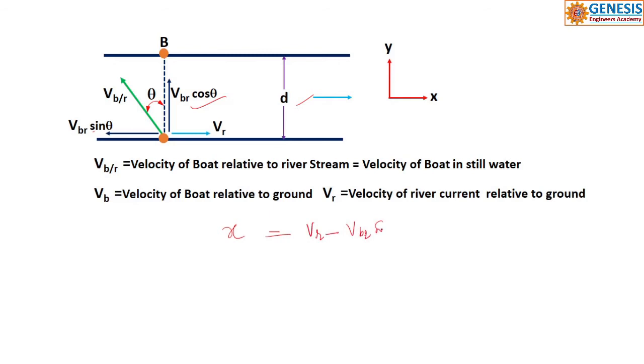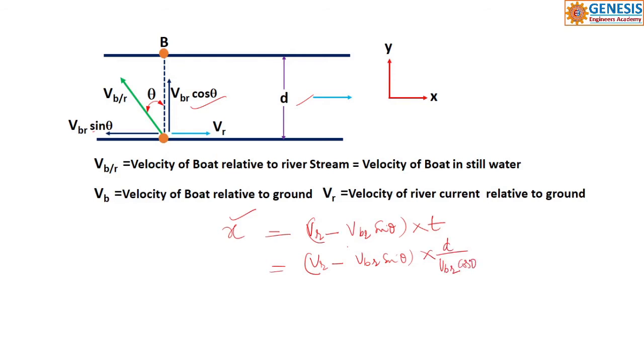I want to have the drift, which is nothing but a distance or a displacement. This is velocity. If this velocity has to become a distance, I have to multiply it by t. Just now we found what t is. So this is VBR sin theta, you got my point, multiplied by t, which is d by VBR cos theta.